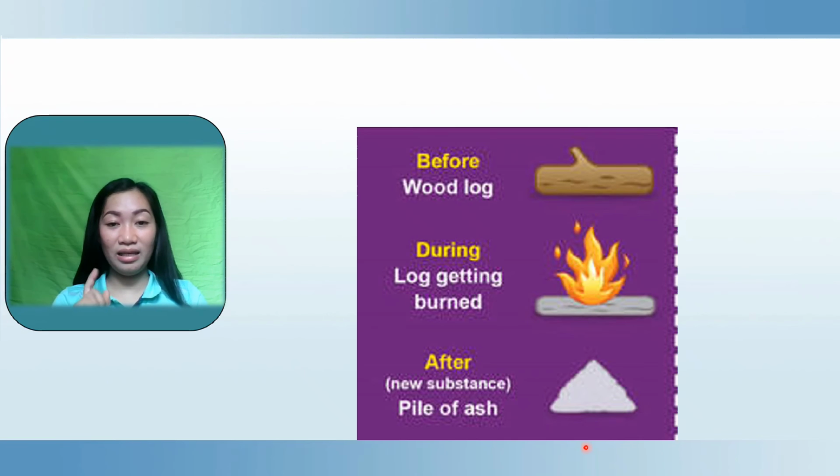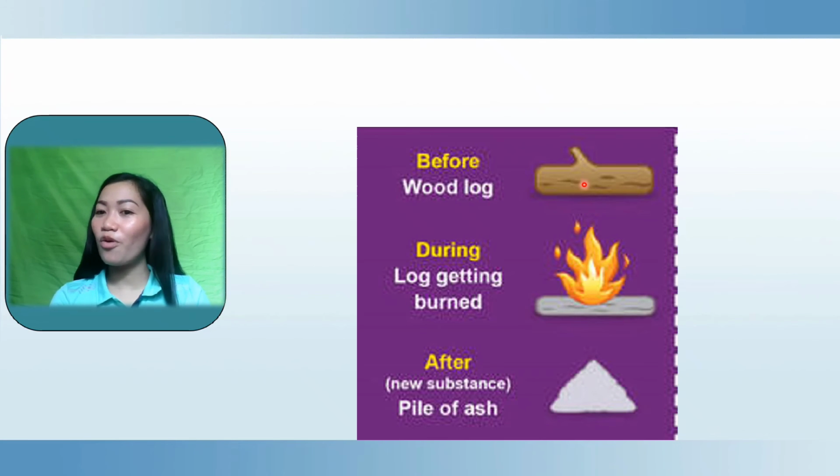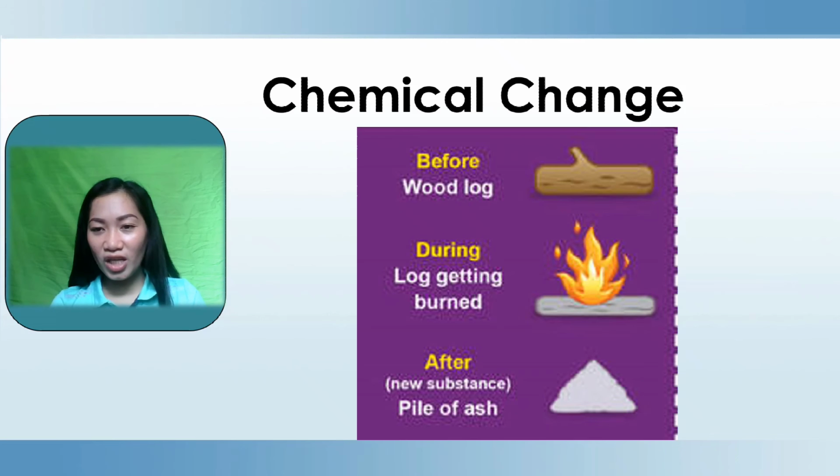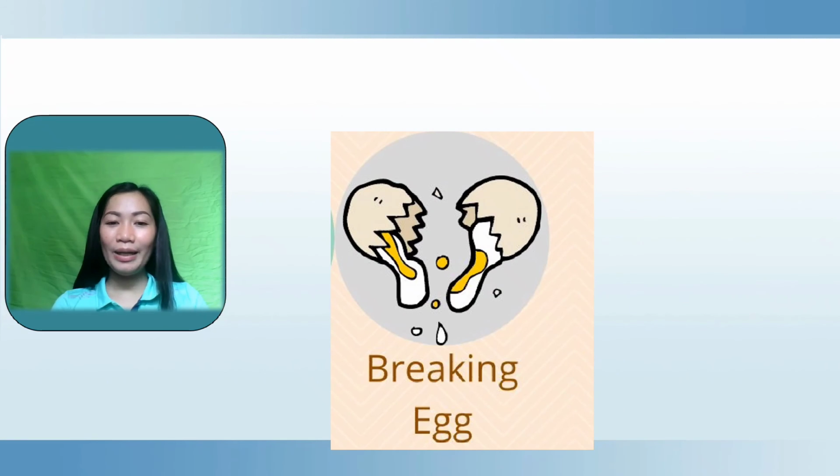Remember, it has already a new substance and you cannot reverse it. Can you put back the pile of ash into wood again? Of course you can't. So what do you think is the answer? Say, there is a chemical change. Chemical change. How about breaking an egg?